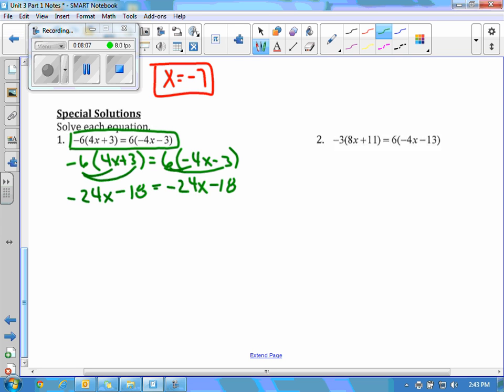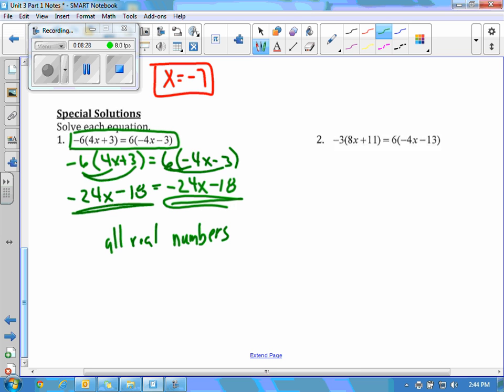So, if you look, I have the exact same thing on both sides. -24x minus 18, -24x minus 18. If you have the same thing on both sides, we say that our solution is all real numbers. What that means is that I could plug in any number for x, and it would work out as a solution.